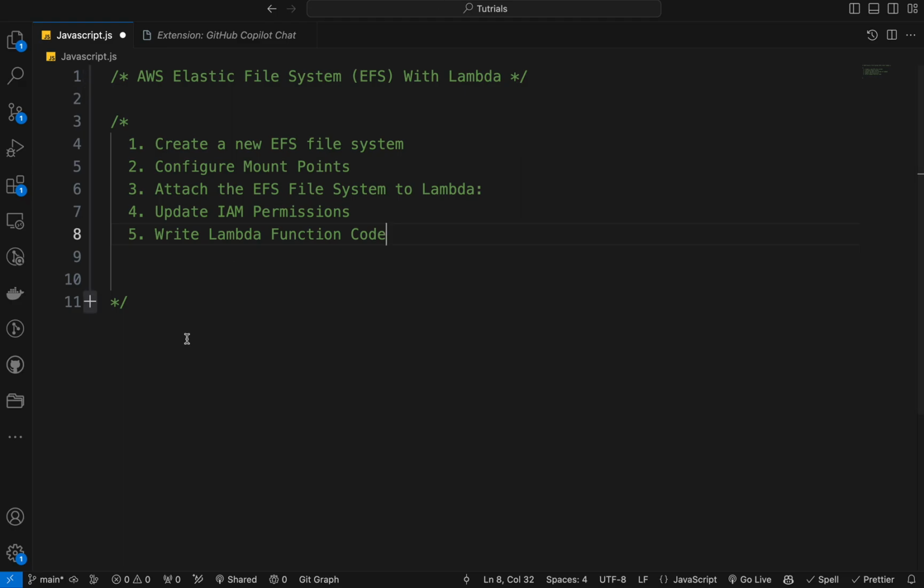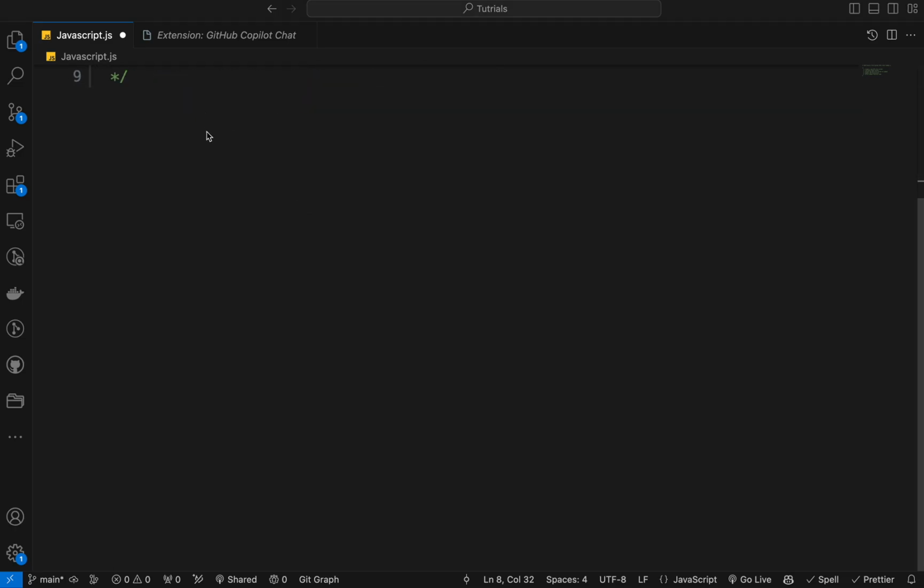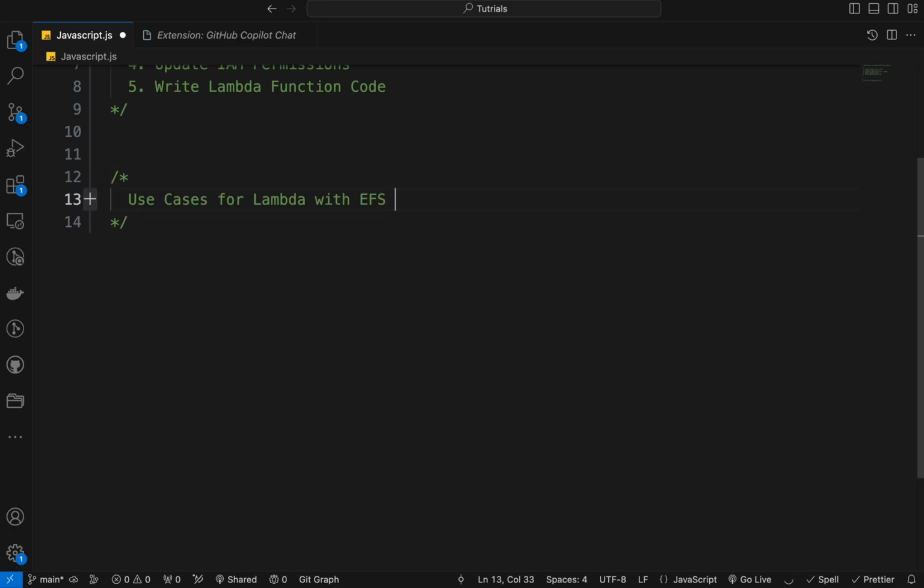Let's talk about the use cases, because I guess it's quite important. I would say number one, the use case for the Lambda function will be large file processing. Lambda functions can process large files stored in EFS, which is particularly useful for applications like data transformations or media processing.